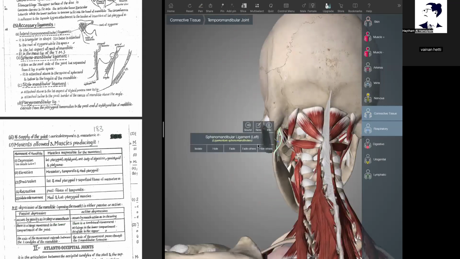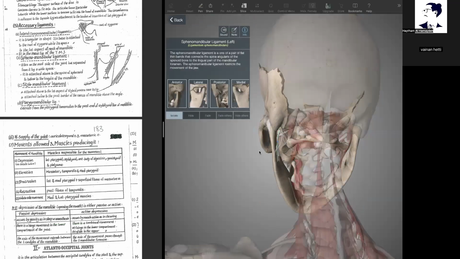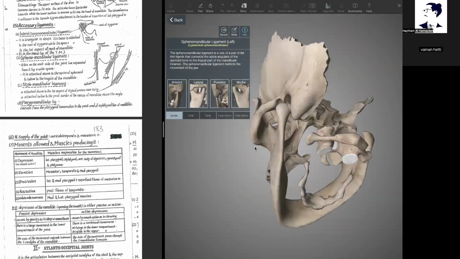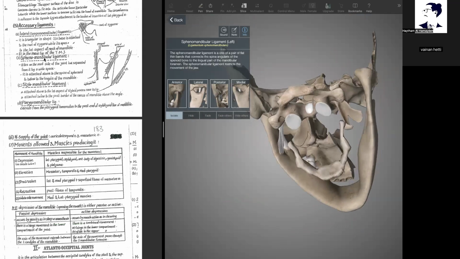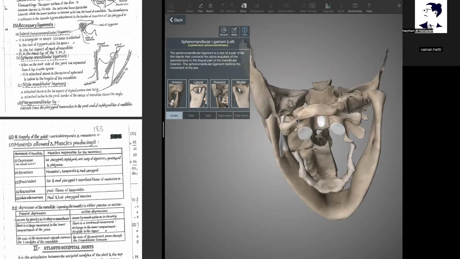Third one. Sphenomandibular ligament. Right here. Sphenomandibular ligament, from spine of sphenoid to lingula of mandible.